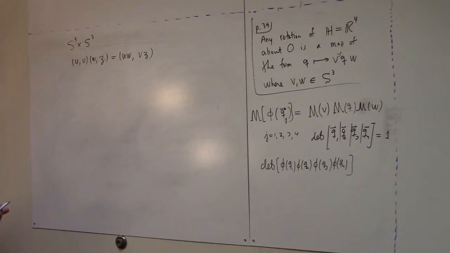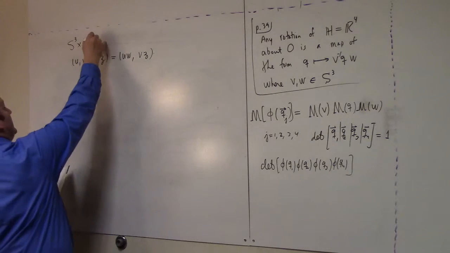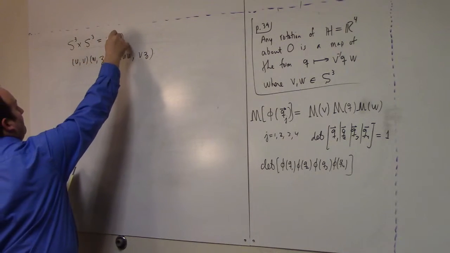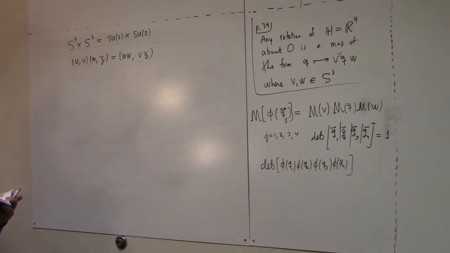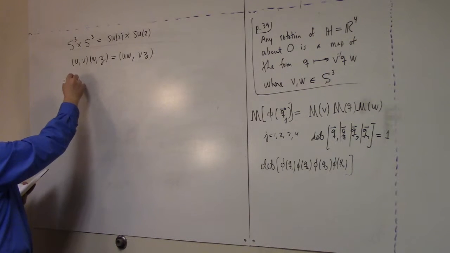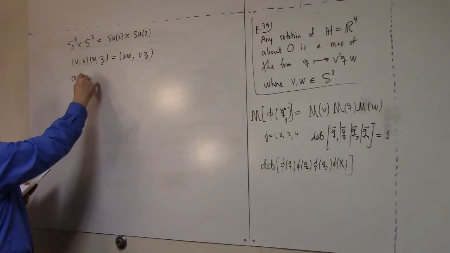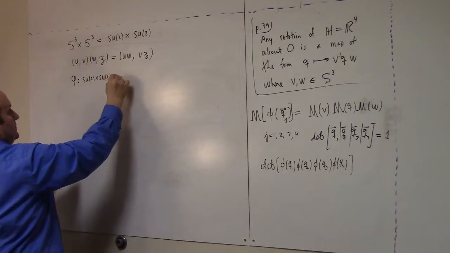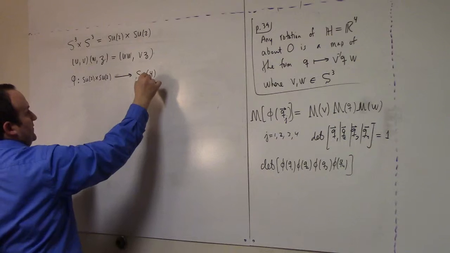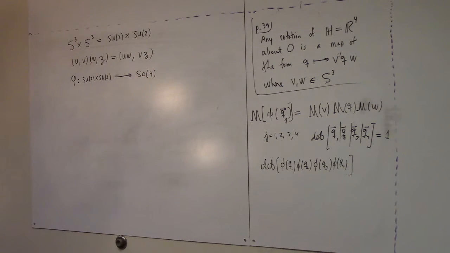And then he says the map that sends each pair v comma w in SU2. I mean, of course, we could also look at this as SU2, right? Because as we discussed last time, S3 is SU2, especially with our 2x2 complex representation of the quaternions. So he said there's a homomorphism, phi, from SU2 cross SU2 to the SO4, which is the rotations of R4.